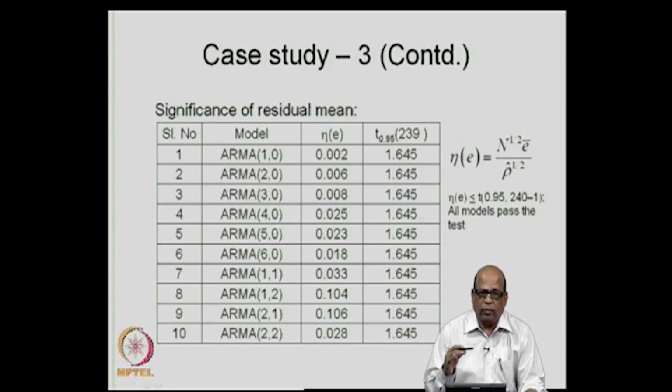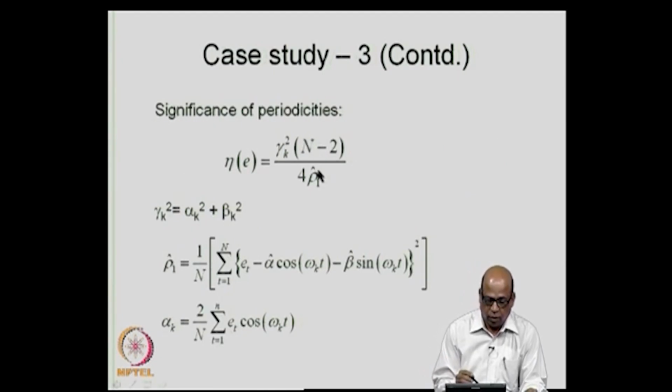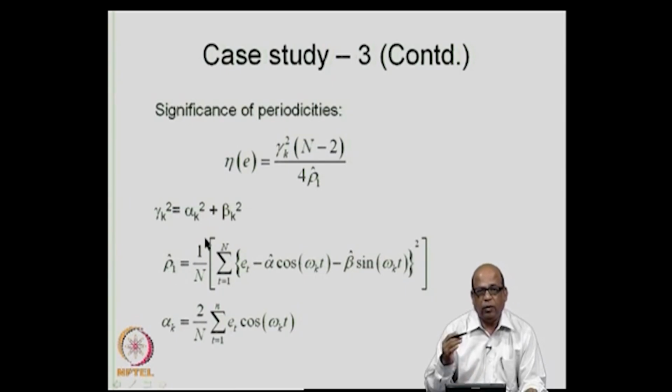Once we are satisfied that the residual mean passes the test for its significance, in fact, the lack of significance, then we go to the next test, which is significance of periodicity. Again we formulate a statistic. This statistic is gamma k square n minus 2 by 4 rho 1 cap. Rho 1 cap is now not the residual variance. In this particular case, rho 1 cap corresponds to the periodicity for which we are testing. We compute the rho 1 cap like this.